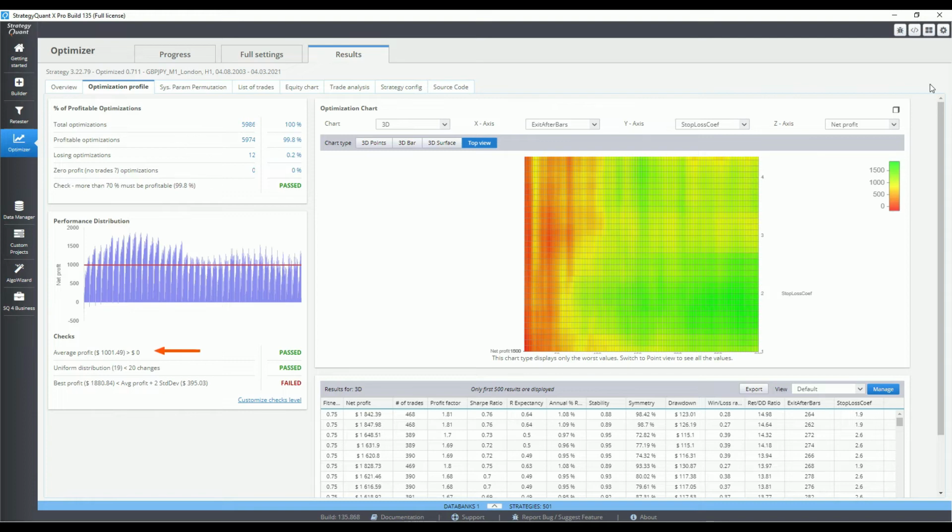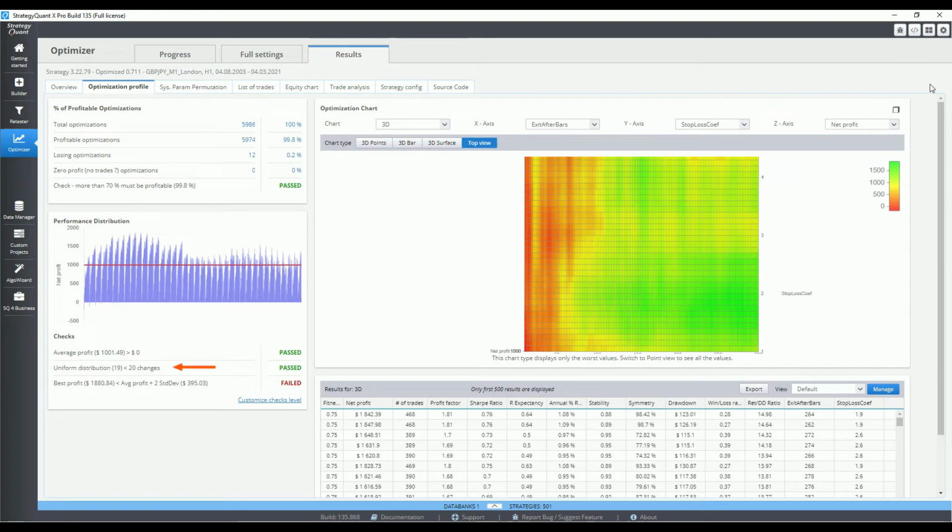Next is the average profit across all the optimization runs. If you want a metric that considers profitability together with robustness, this is a good choice. At the minimum, your average profit should be positive. I've got a $1,000 average profit here, which translates to well over 10,000 pips over the 18-year backtest.